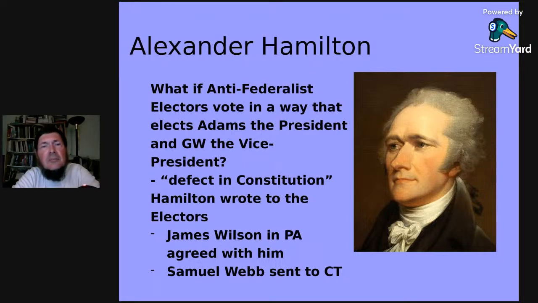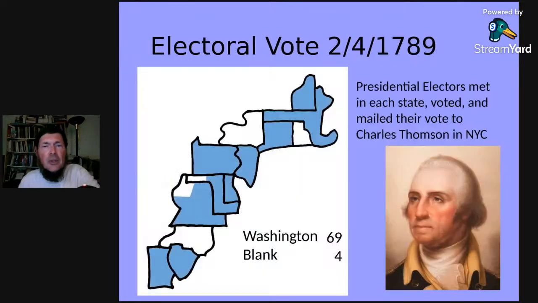One thing I should have mentioned earlier was that New York was not able to pass legislation to participate in the presidential election of 1789. So everybody knew that George Clinton did not have a chance of being elected. That really undermined his whole campaign, not to have New York's electoral votes. So this guy, Samuel Webb, that was sent to Connecticut, arrived there on the day the presidential electors met and convinced them to do what Hamilton wanted.